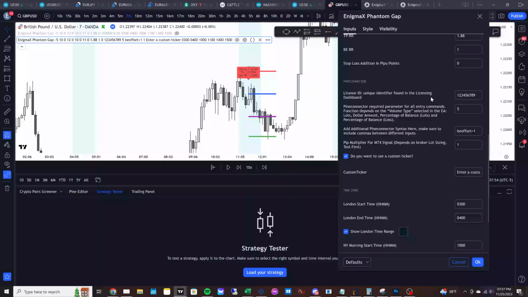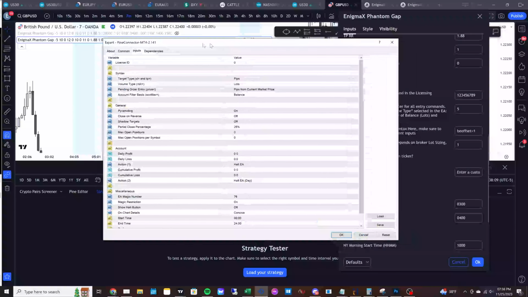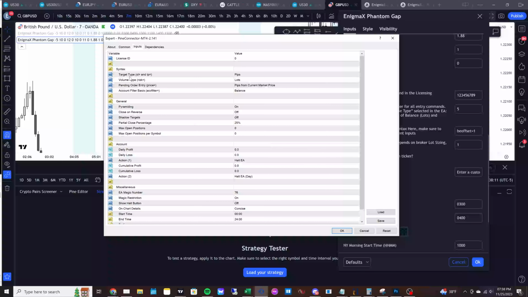So if you're not familiar with Pine Connector, let me see if I can bring it up for you guys. So this is the Pine Connector for MT4. When you sign up for Pine Connector, they give a week trial if you want to try it. Otherwise, I think it's like $20 or $30 a month. But they give you your license ID. You put that in here.